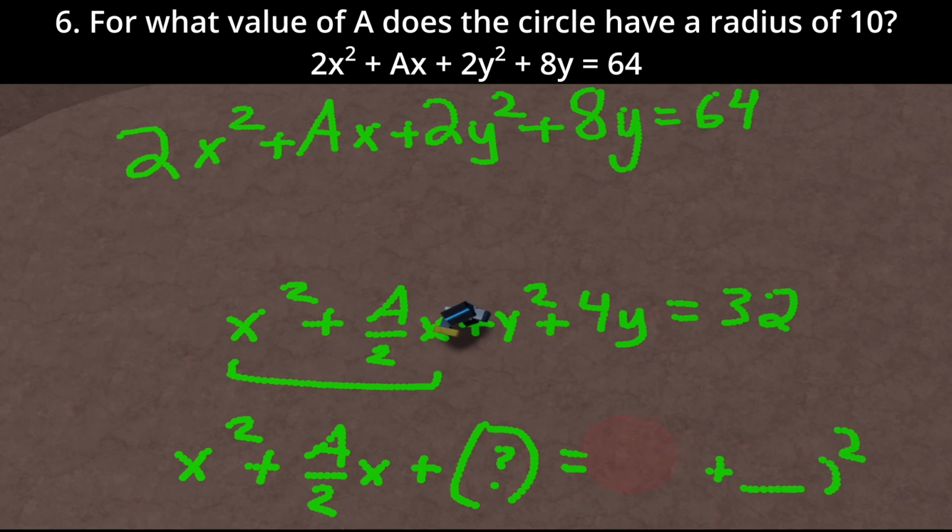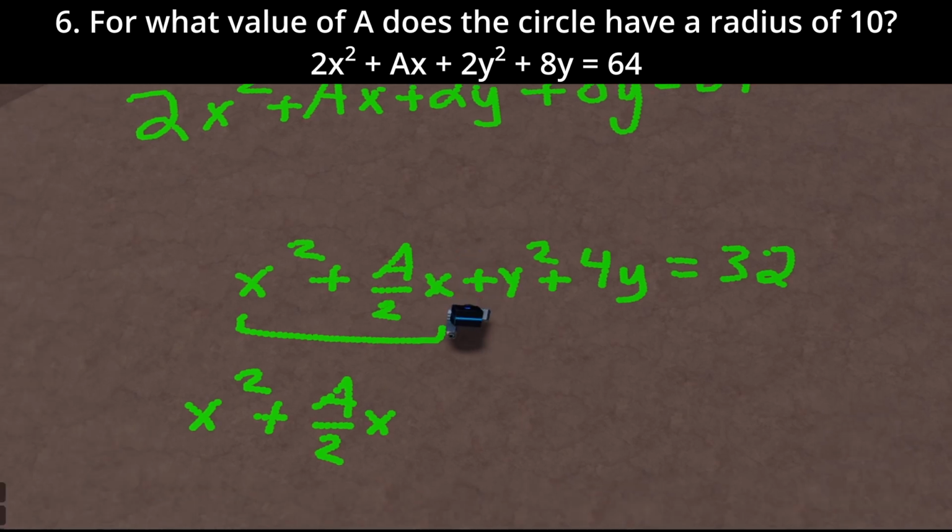To find what special number to add to this, you take the coefficient on x, a over 2, and you first divide it by 2. If you do a over 2 divided by 2, that's just a over 2 times 1/2, which is just a over 4. But after you divide by 2, you just need to square that number. So a over 4 squared is just a squared over 4 squared, and 4 squared is just 16. So we need to add a squared over 16 to this side.